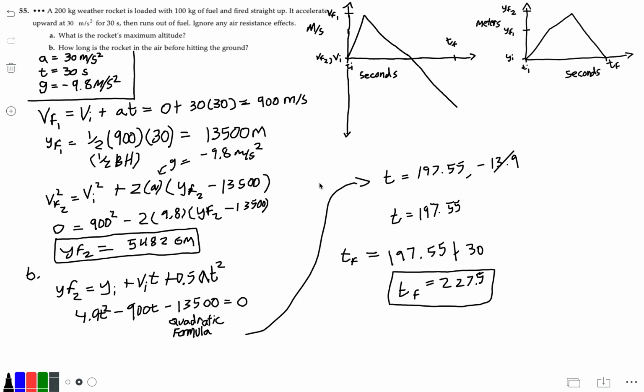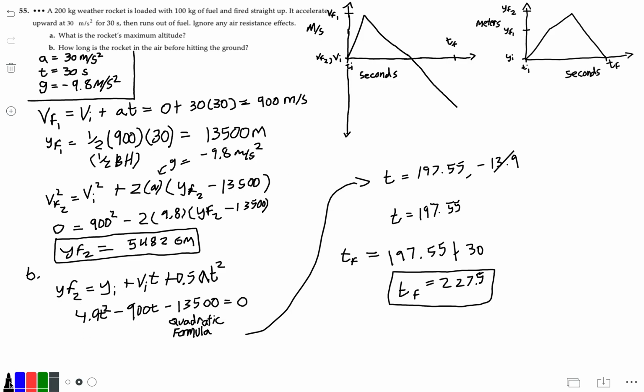In today's video, I will be discussing Physics 251 Video Explainer Problem 55. In this problem, we were given the acceleration and the initial time for a rocket to accelerate up, and we are tasked with finding the rocket's maximum altitude and the duration of the rocket's flight.